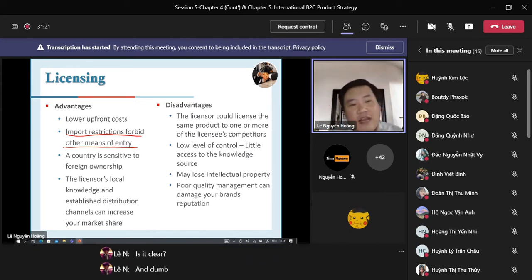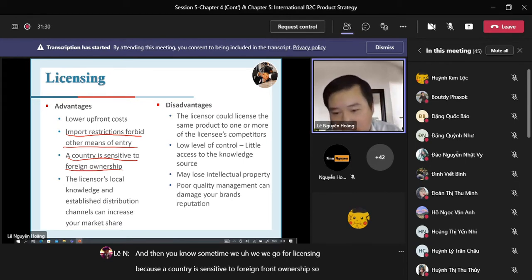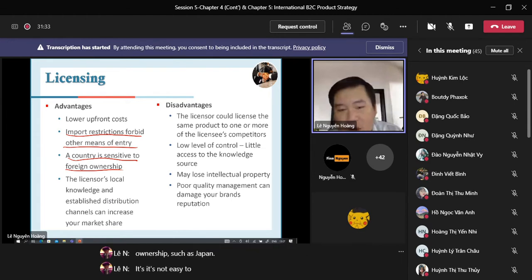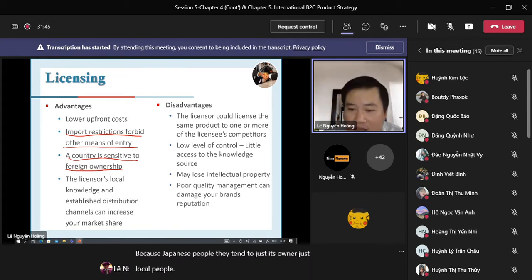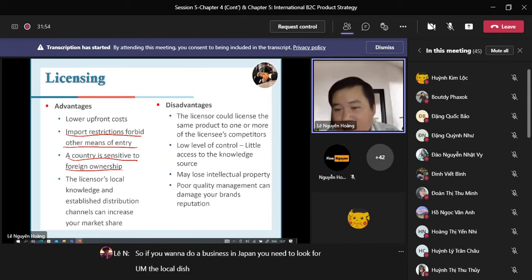Sometimes we go for licensing because a country is sensitive to foreign ownership, such as Japan. It's not easy to open a business in Japan. Do you know that? Because Japanese people tend to judge the local people. So if you want to do business in Japan, you need to look for local distribution, an agency. We cannot do it by ourselves. It's a business culture in Japan.